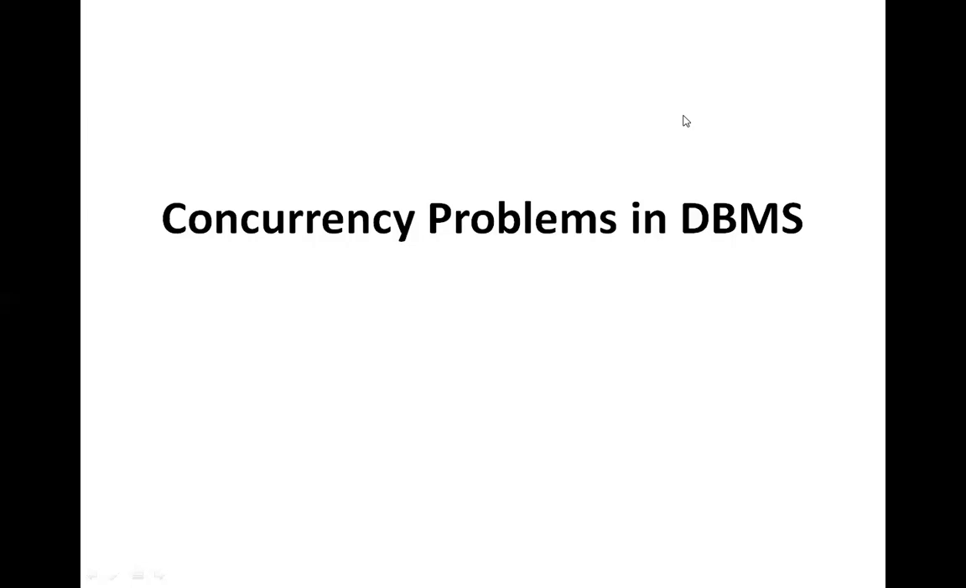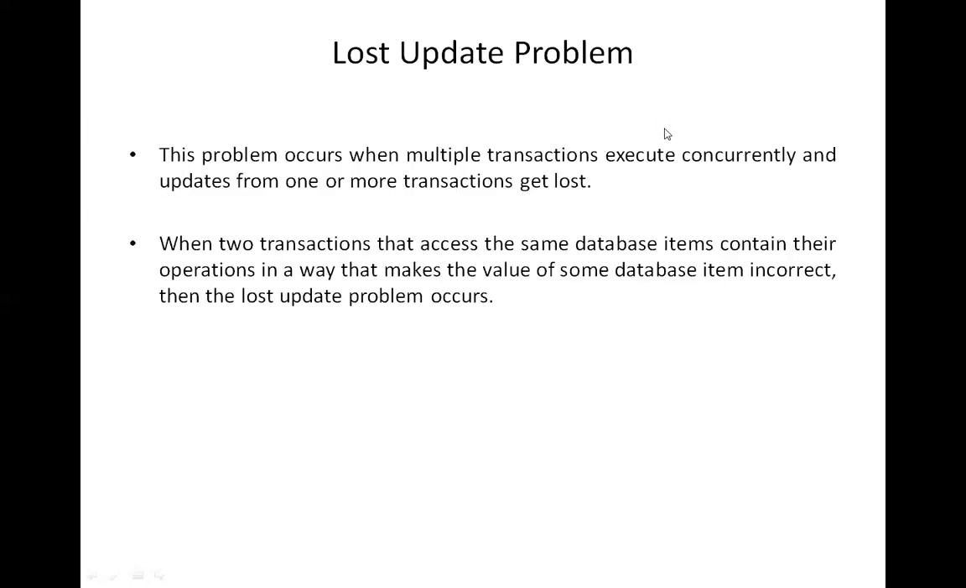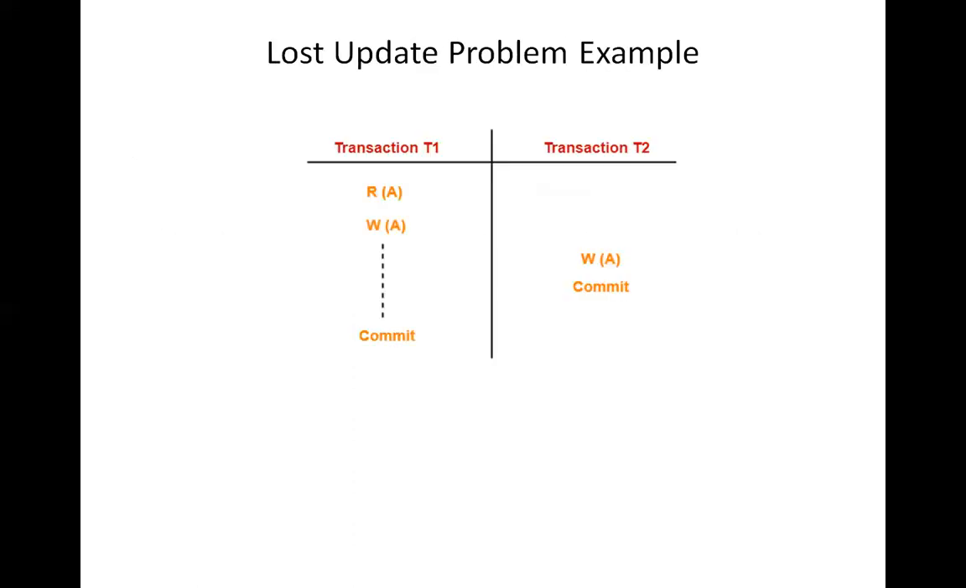Now, what is lost update problem? This problem occurs when multiple transactions execute concurrently and updates from one or more transactions get lost. When two transactions that access the same database item interleave their operations in a way that makes the value of some database item incorrect, then the lost update problem occurs. Here is an example of lost update problem.